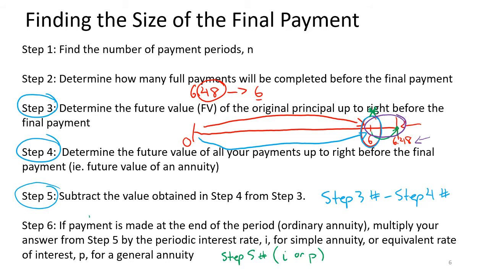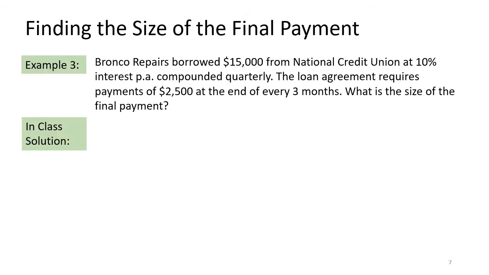Okay? So again, these are a lot of steps, but I'm going to walk you through each of these steps in 3 examples. Okay, so let's look at our first example. Bronco Repairs borrowed $15,000 from National Credit Union at 10% interest per annum compounded quarterly. The loan agreement requires payments of $2,500 at the end of every 3 months. What is the size of the final payment? So it's only one part, right? What is the size of the final payment?